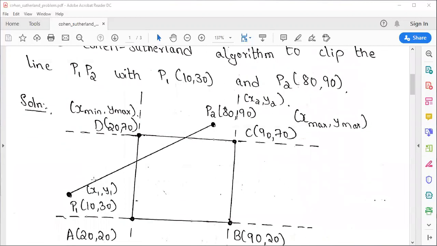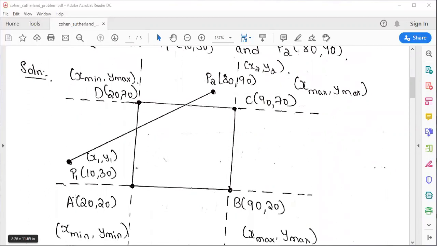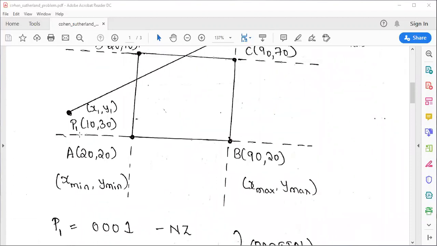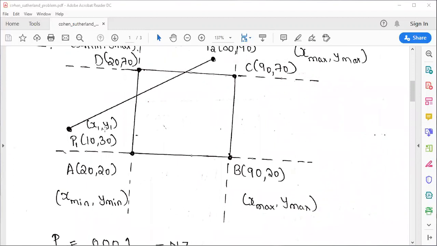So now the first step is we have to check whether this particular line is completely inside the clipping window, or it is outside the clipping window, or it is partial. So as we see how to find out that, by the Cohen-Sutherland line clipping algorithm, we know the region code for point P1. Point P1 is situated towards the left of the clipping window.